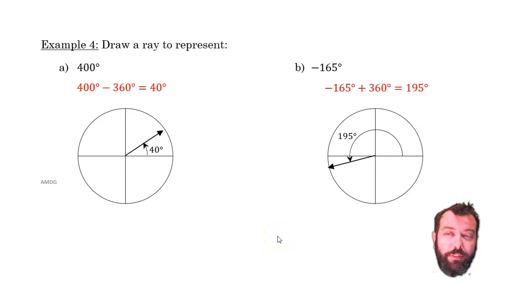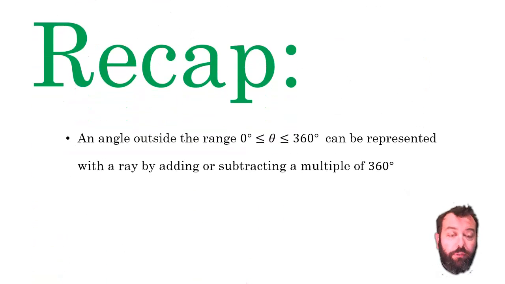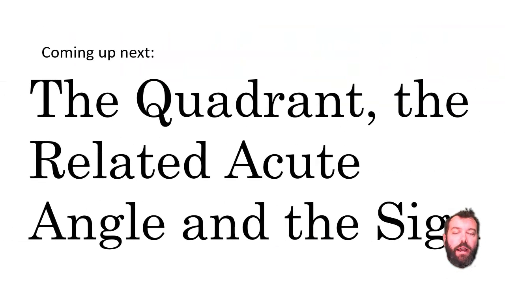That's all there is for these general angles, where we add or subtract a multiple of 360 degrees. Right, that's it. Our next exercise is on a bit of a mixed bag of things: quadrants, related acute angles, and the sign of our ratios.